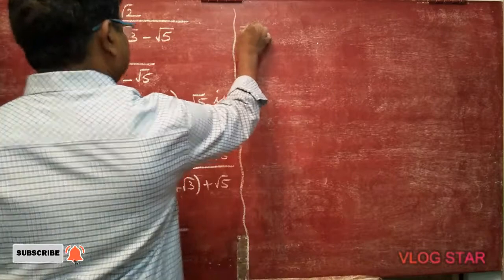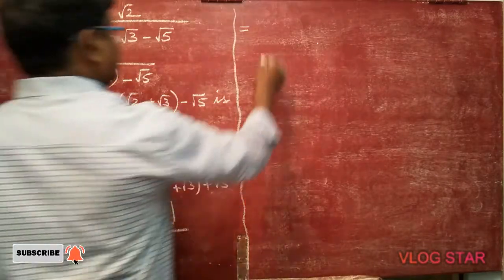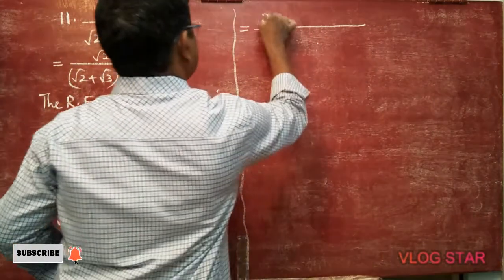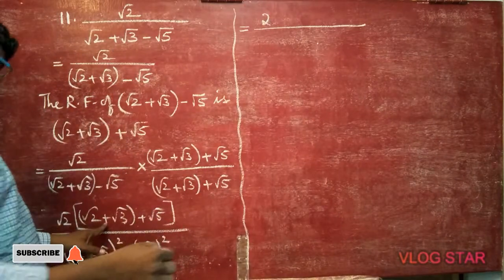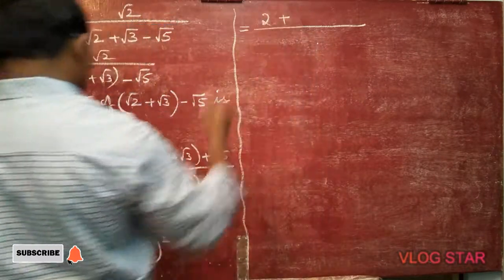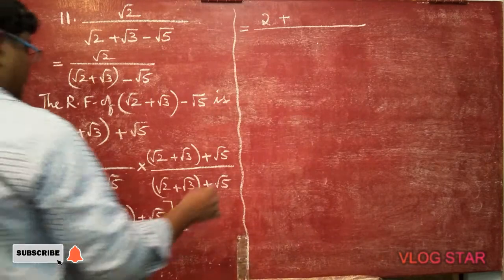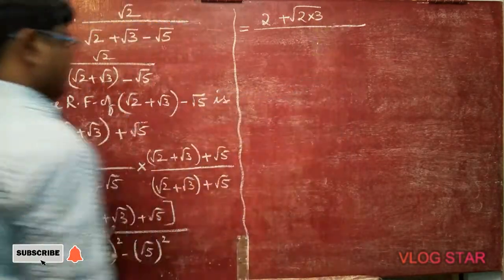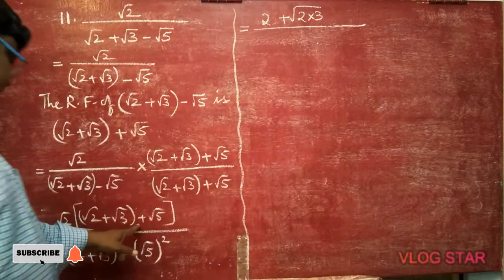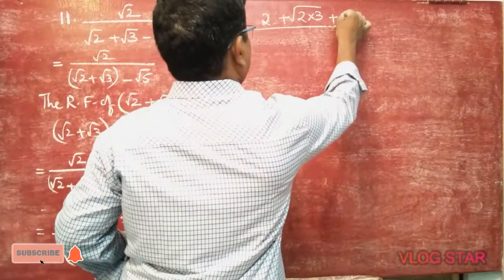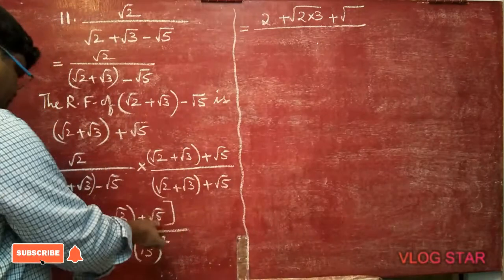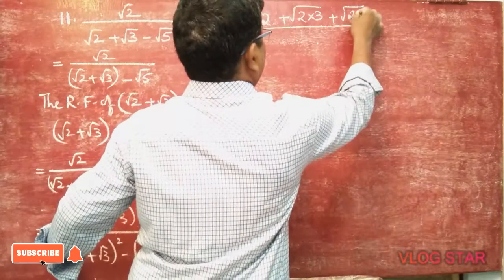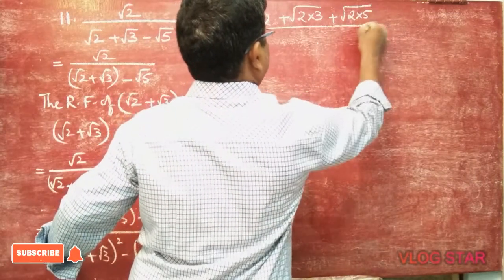That is equal to root 2 into root 2, that is 2. Plus into plus, plus root 2 into root 3, root 2 into 3, because same order you can multiply. Plus into plus, plus root 2 into root 5, root 2 into 5, because same order here also again.